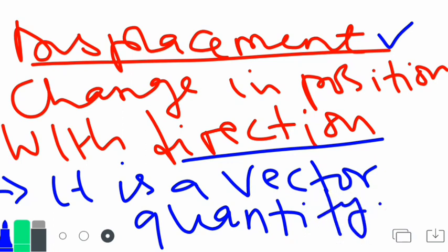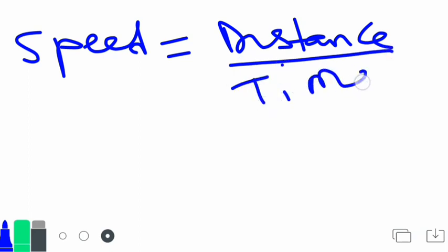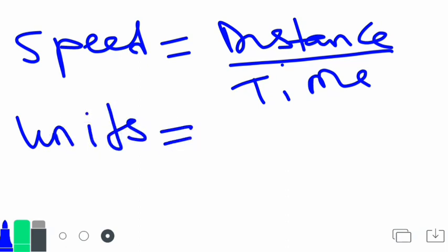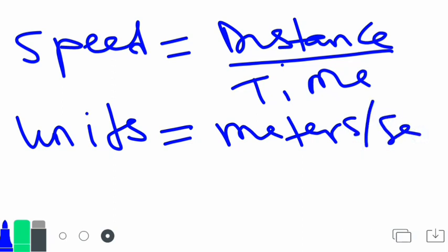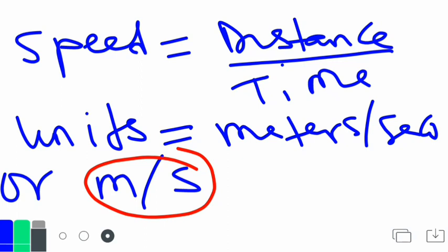Okay. Now, what are some of the things that you also need to know concerning the formulas? Okay. So about the formulas, we know that speed equals distance over the time it takes for something to move. Okay. And then the units are just meters per second. So these are the units for speed.